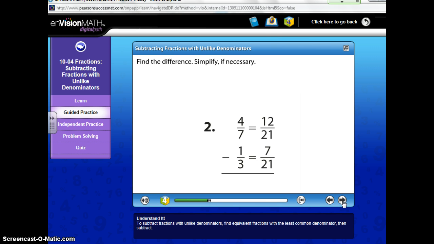A 7 and a 3. You can start with the bigger of the two, the 7, but it won't work. So in this case, they change them both and use the common denominator of 21. Who can give me the final answer for this one? Kaylin?